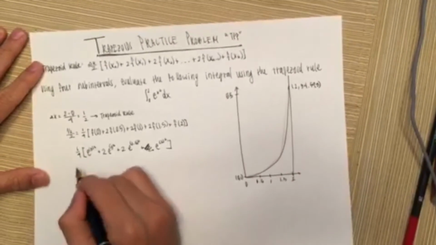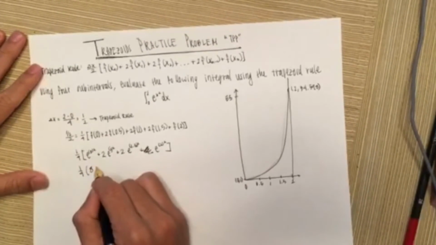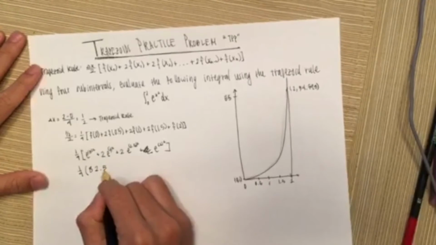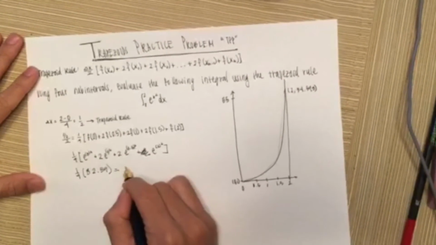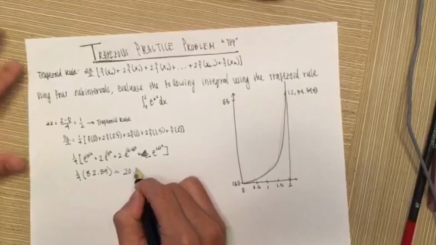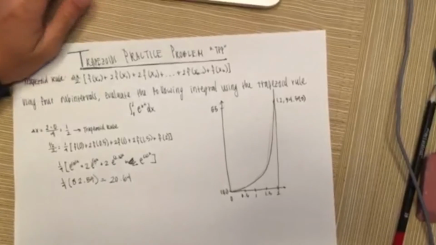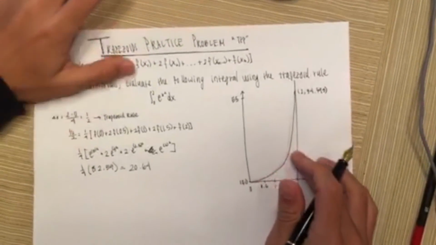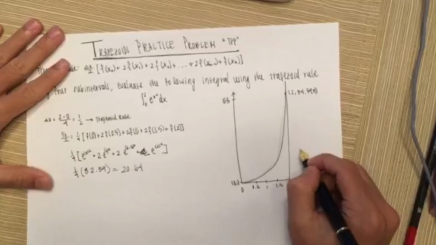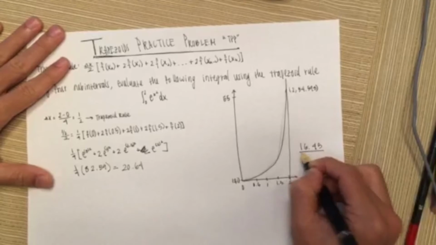Okay, and so when you plug that in, you get 1/4 times 82.59. And then that turns out to be 20.64. And so the actual value of the area under the curve is 16.45. Okay, that's the actual area.